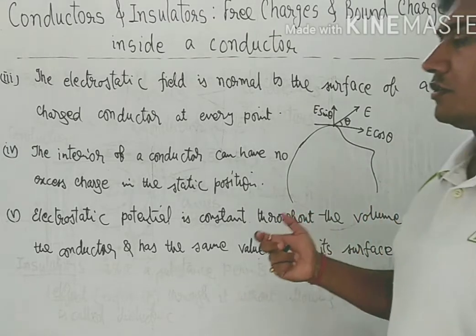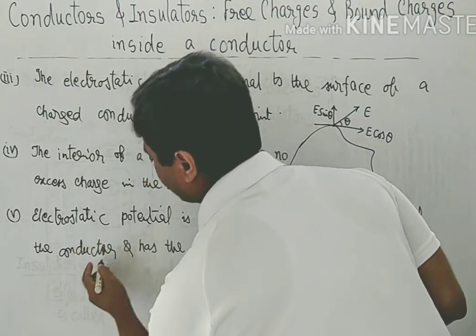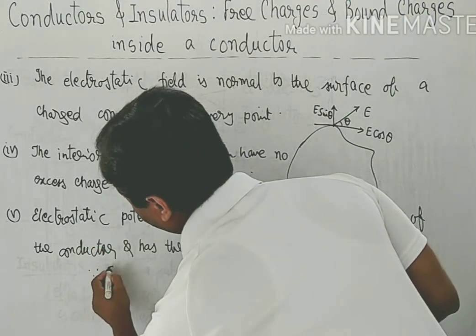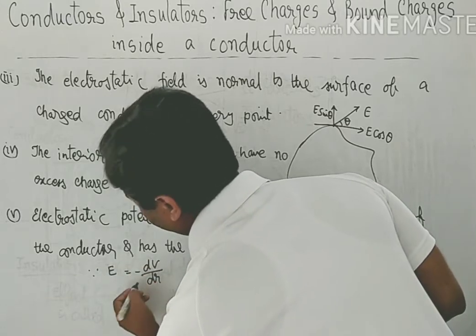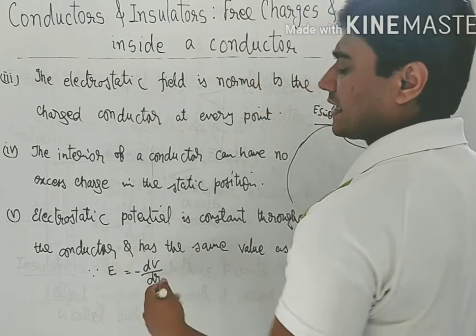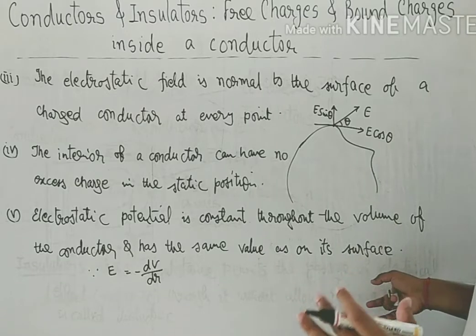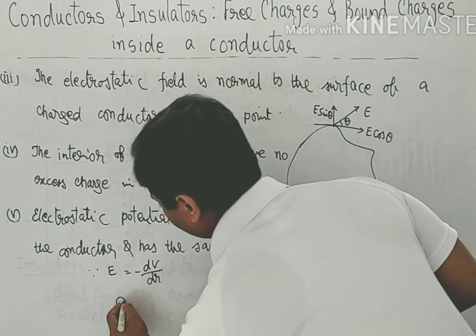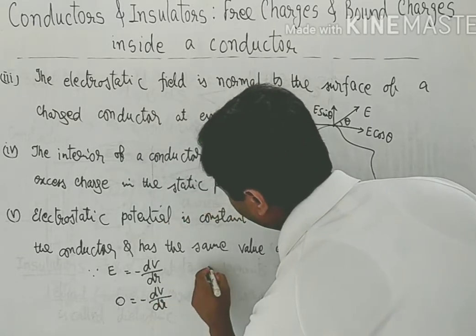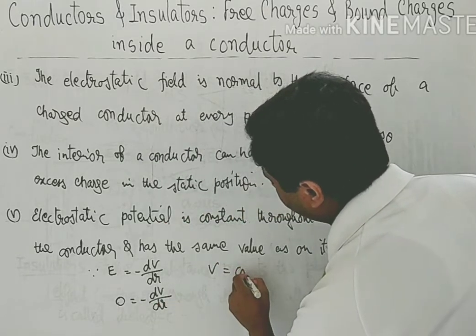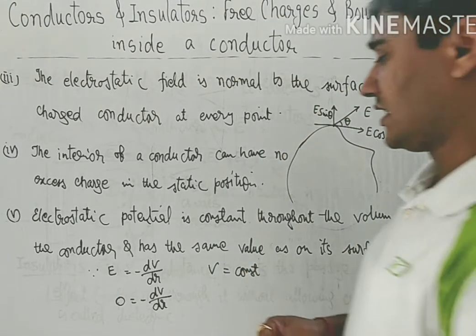Actually, for the verification of this fact, you can say, since electric field is the negative of the potential gradient, and E inside, or the electric field in the interior of the conductor, is zero, you can just take it zero: dV upon dr, and hence you can say V equals constant. So this way you can reason this.